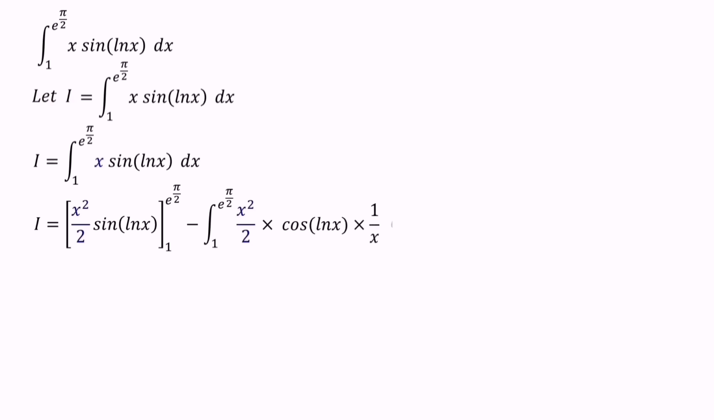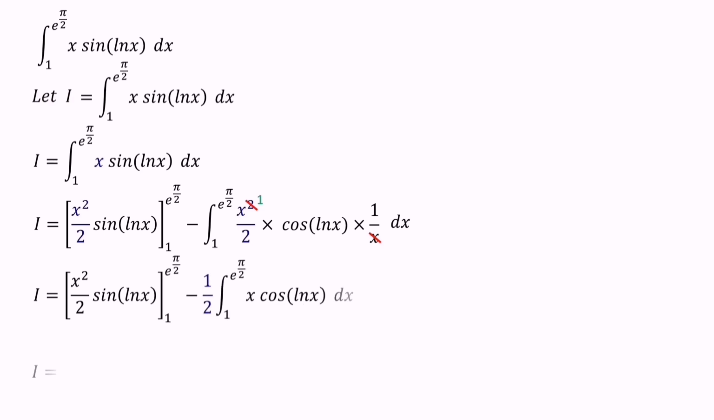After that we can cancel out the denominator x against one x in the numerator x squared. The denominator 2 is a constant, so we can bring 1 over 2 outside of the integral. Then we can write half times the integral of x cos(ln x).